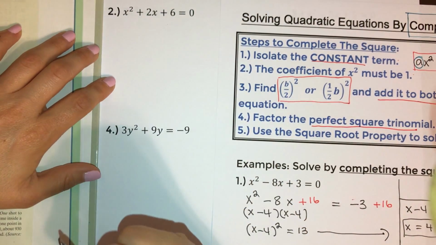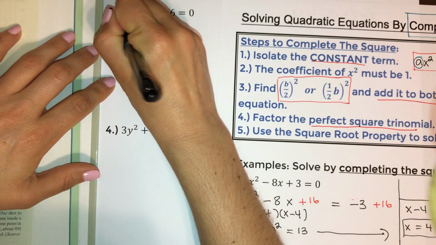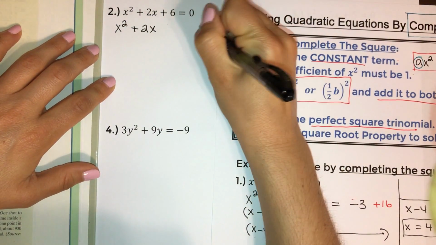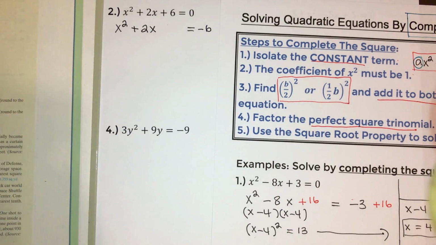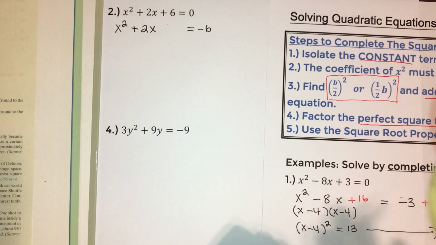But first isolate, and so that's going to give me x squared plus 2x, leave some space, is equal to negative 6. And then again from here we have to find b over 2 squared. In this case b is 2, so that's 2 over 2 squared. That comes out to be 1. We're going to add it to both sides.